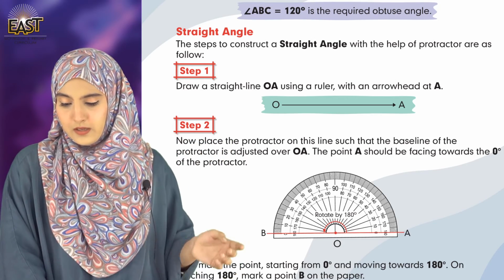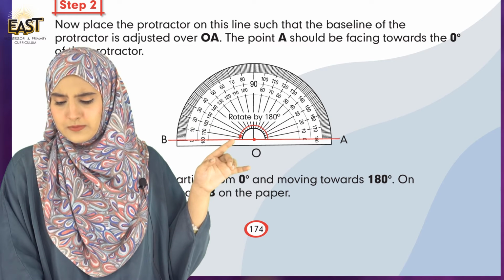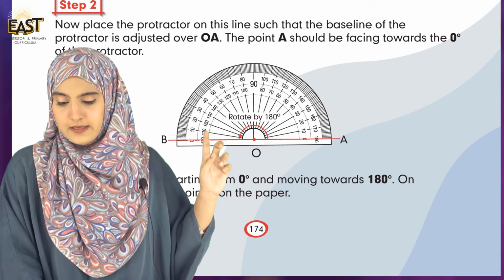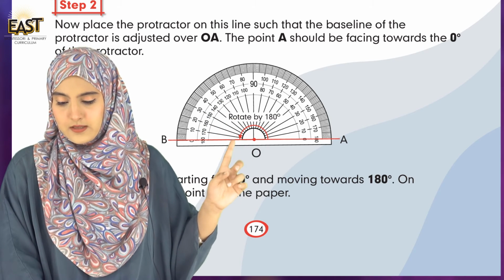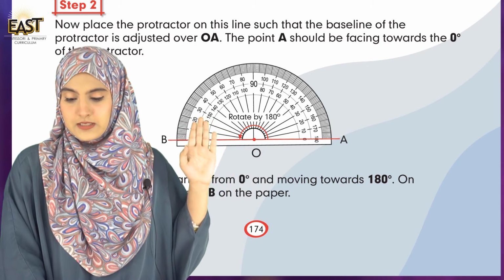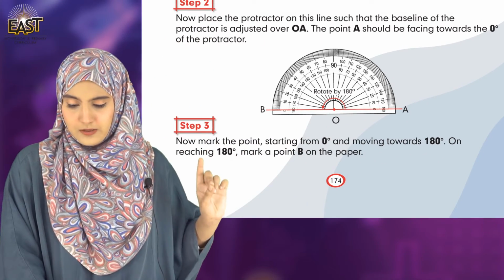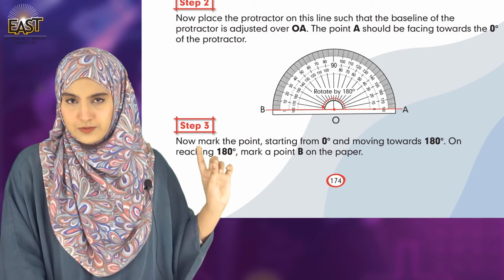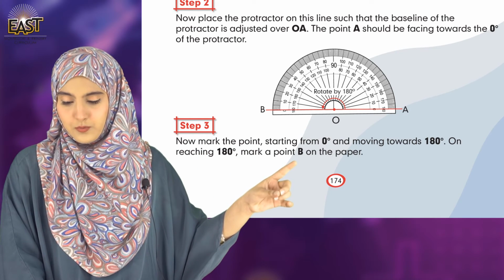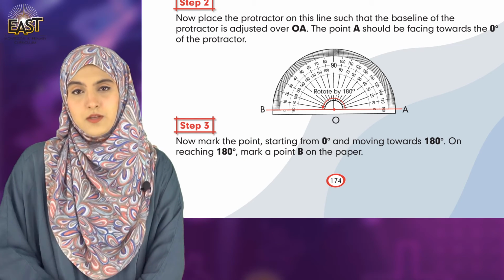Now what we are doing is changing the rotation. You can see there are 2 scales here. One scale starts from 0 here and another scale starts from 0 here, so keep this in mind. All right, we are drawing a straight angle which is 180 degrees. Now mark the point starting from 0, moving toward 180 degrees. One point is going to be on point A, and on reaching the 180 degree mark, mark point B on the paper.